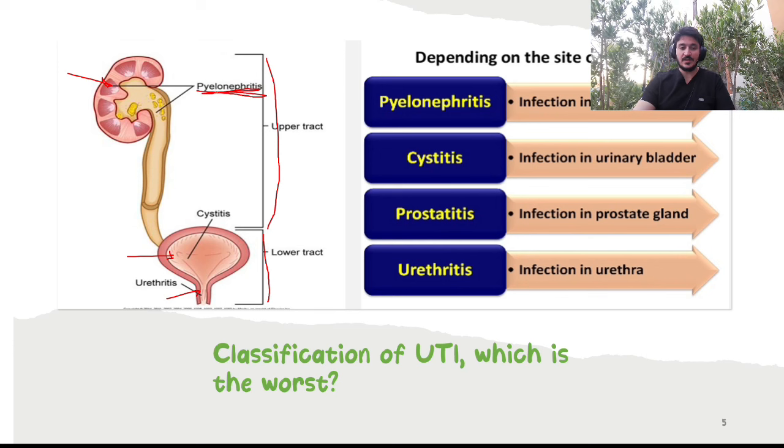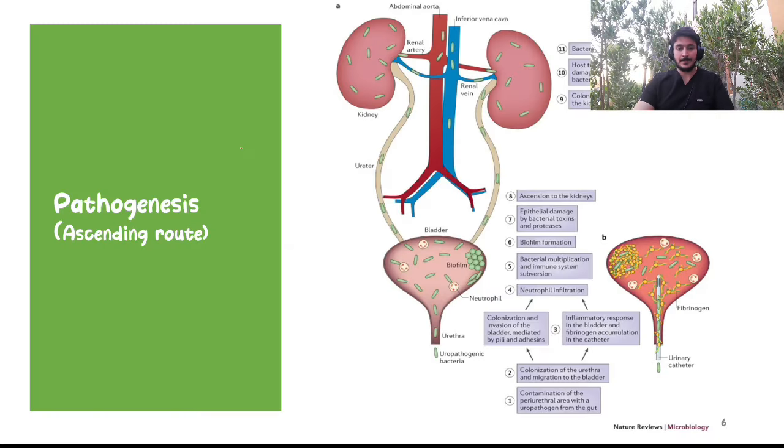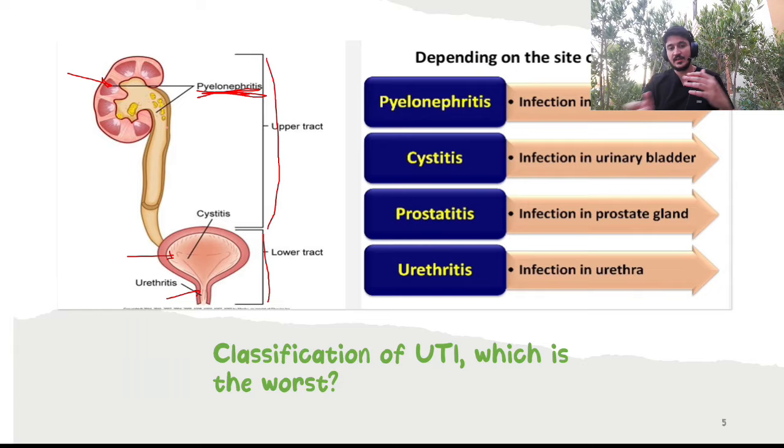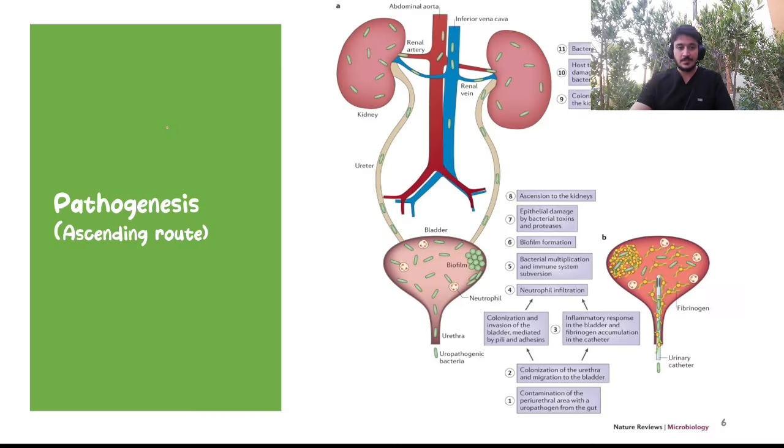Pyelonephritis is a very nasty diagnosis and it can lead to death sometimes and sepsis. So whenever you hear pyelonephritis, know it's a really bad disease. That's why we always try to treat early so it doesn't become pyelonephritis, because if it becomes pyelonephritis, number one, it's difficult to treat. Number two, it's going to be IV antibiotic, needs hospitalization. It's a very nasty disease.